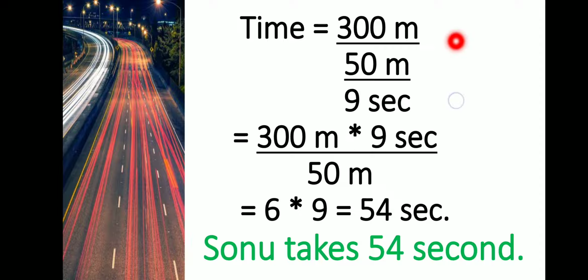So distance is 300 meter. Speed we have calculated 50 by 9 meter per second. So 300 meter divided by 50 by 9 meter per second. When this is calculated, 300 meter into 9 second, 9 second goes up, divided by 50 meter, meter gets cancelled, 0 0 gets cancelled, 5 6s are 30, 6 9s are 54 seconds. So Sonu takes 54 seconds to complete the run of 300 meter race.